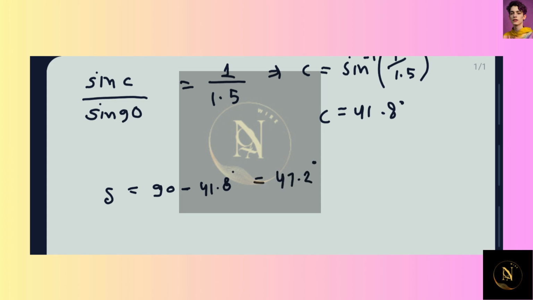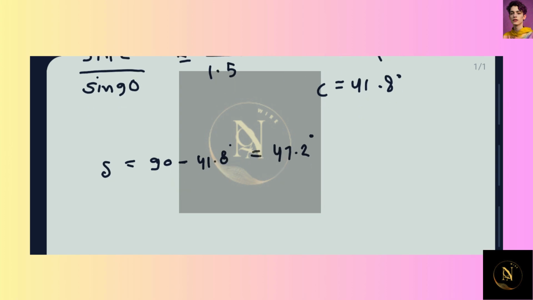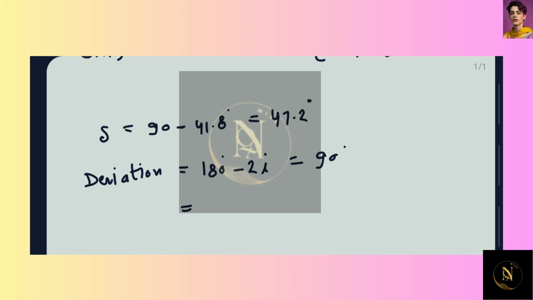So in this case, total internal reflection must have taken place. In reflection, the deviation is (180 minus 2i), and it is given as 90 degrees. Therefore, the value of i from this equation would be 45 degrees.